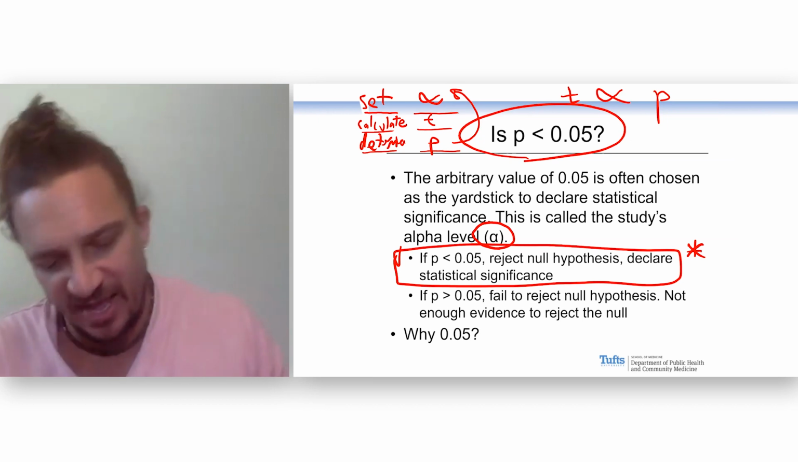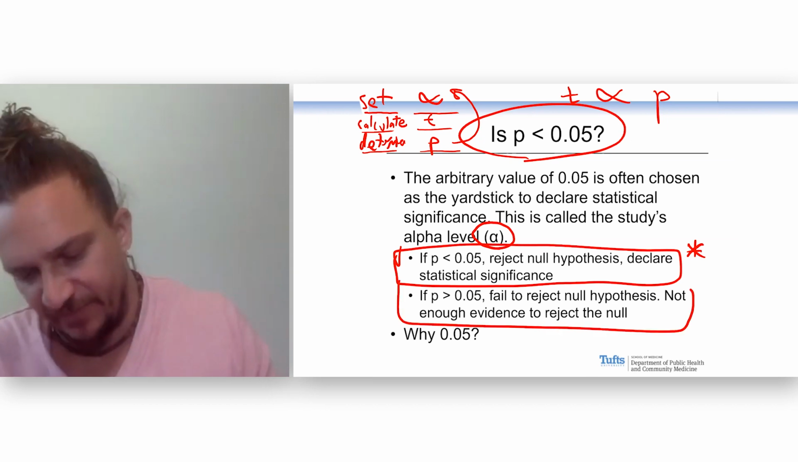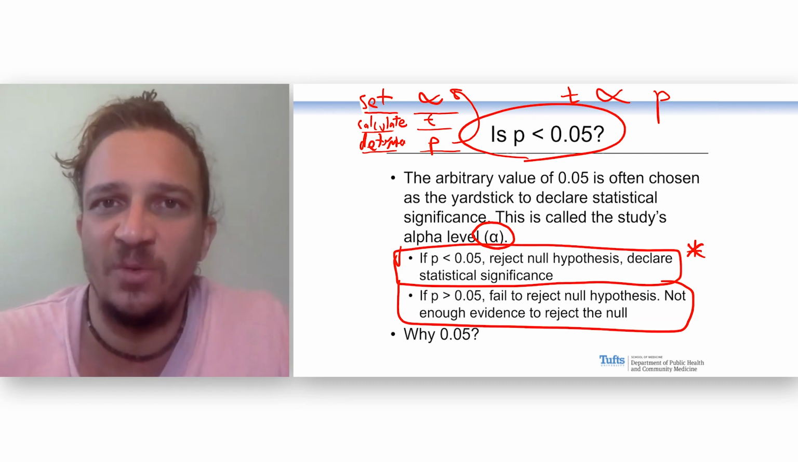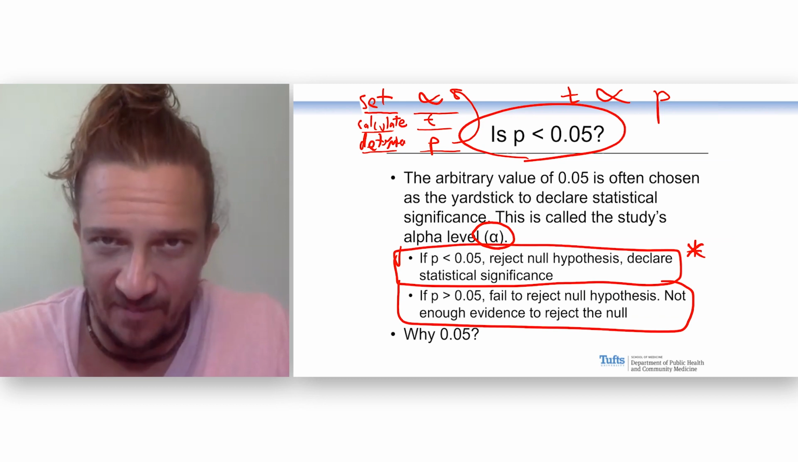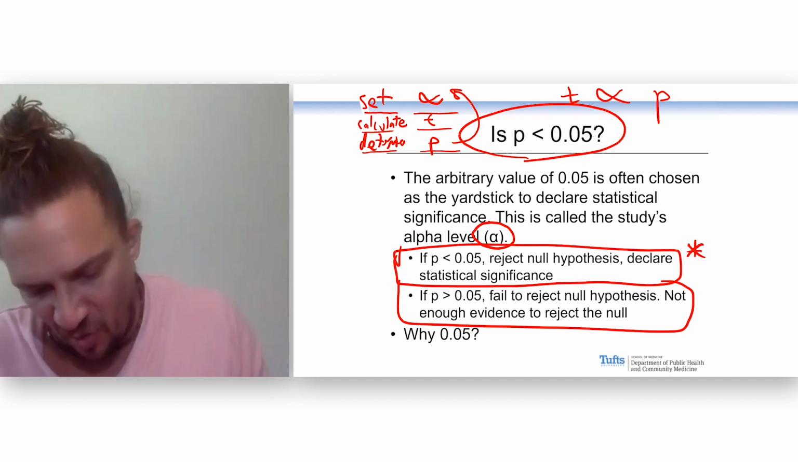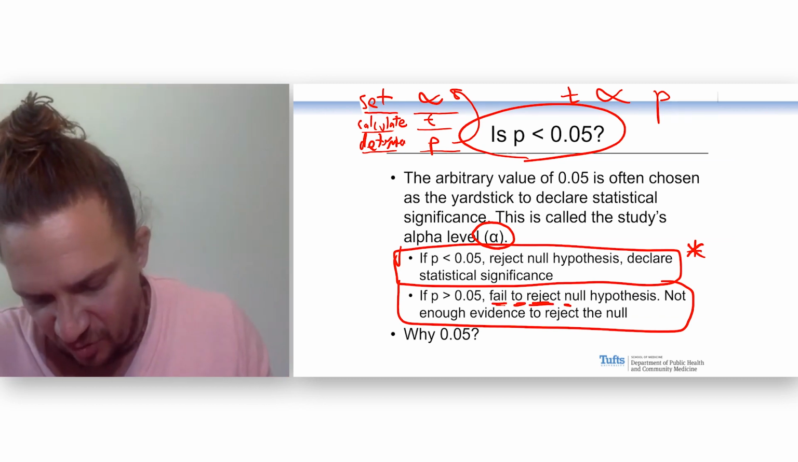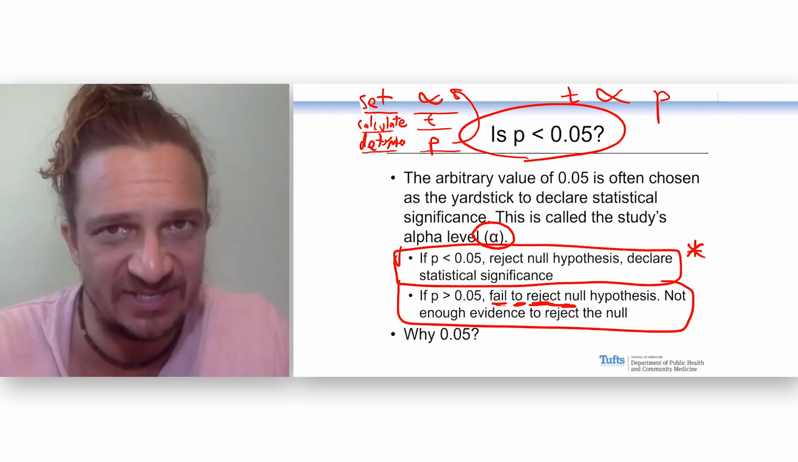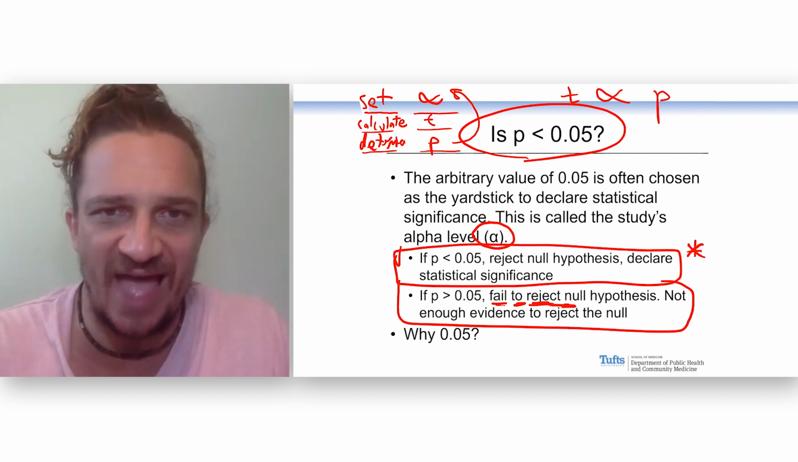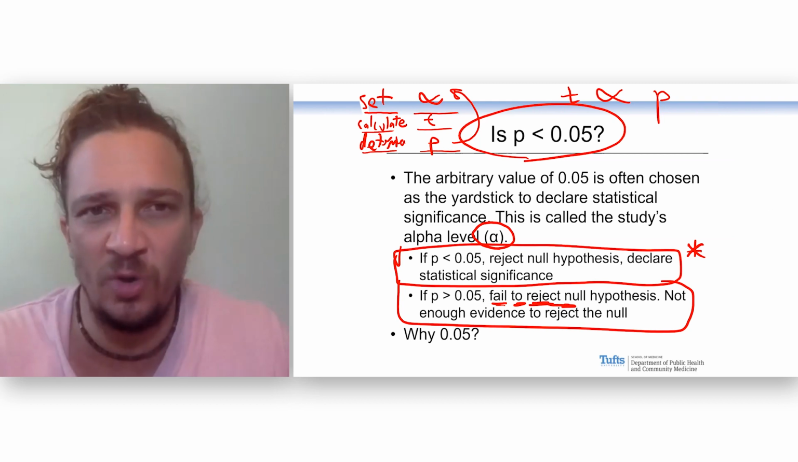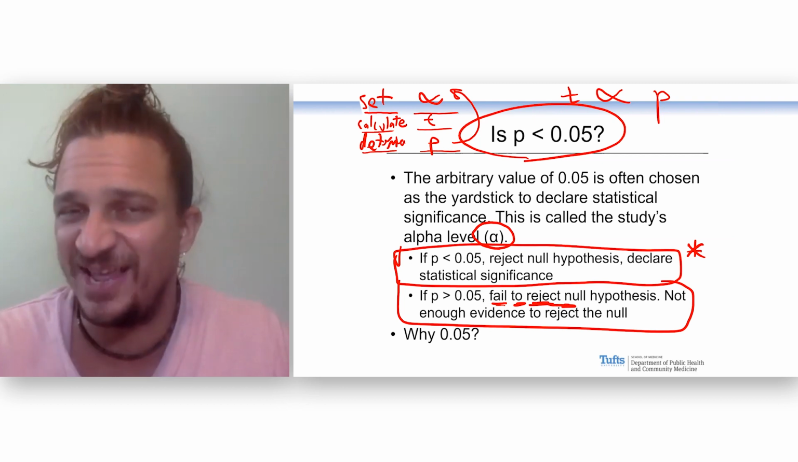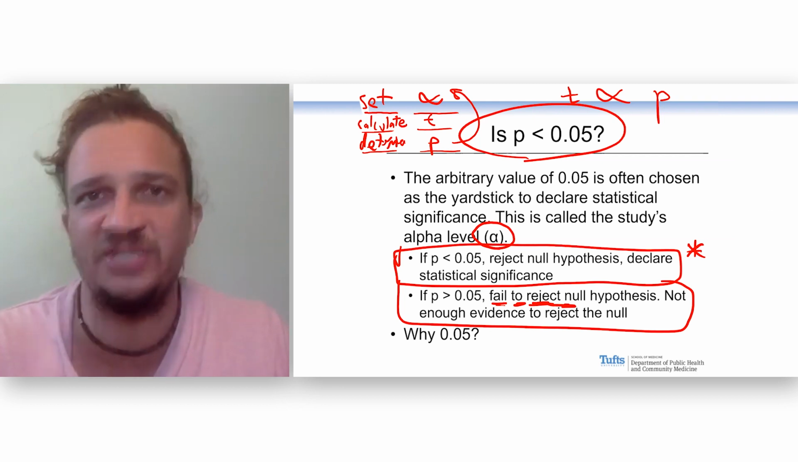It's good. If p is greater than 0.05, now do not ever say we accept the null hypothesis. You never accept it. You only fail to reject it. This is really important. Remember, absence of evidence is not evidence of absence. So this is what we do. Once we calculate our test statistic, we sort of convert it into a p-value, like the currency of statistics.